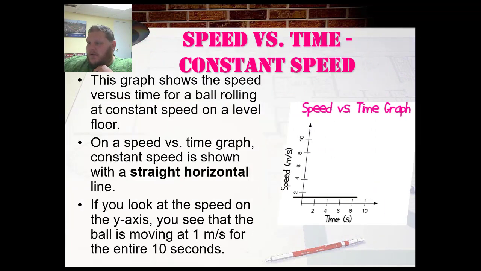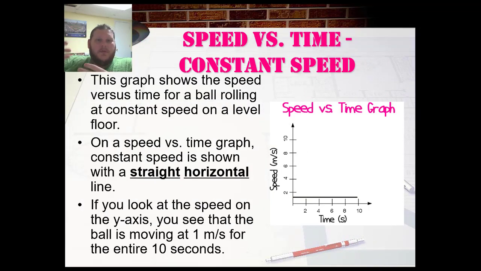All right, here we go. This graph shows a ball rolling at a constant speed on a level floor. On a speed versus time graph, constant speed is shown with a horizontal straight line. So again, like what we were saying before with position time graphs, if it's not moving, the position is not changing, so it's just a horizontal line. Here, when I have a constant speed, so my velocity isn't changing, that's going to be a horizontal line. That doesn't necessarily mean that my ball is sitting still. In this case, it's rolling at a constant velocity of 1 meter per second.